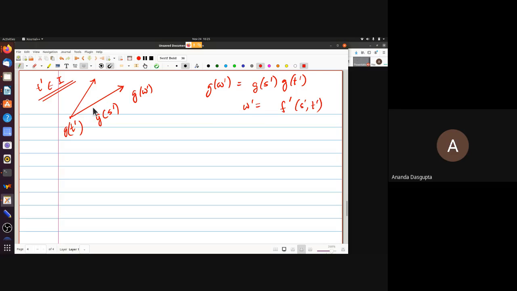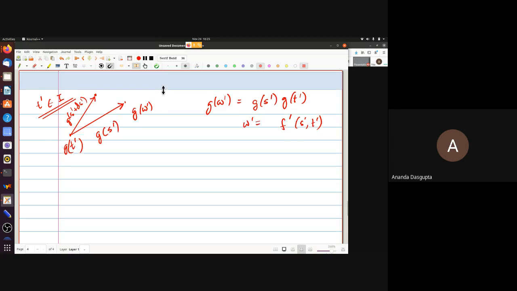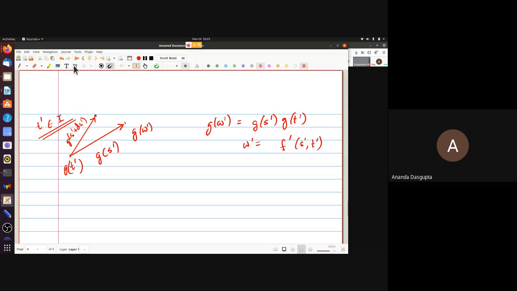Just look at changing S prime slightly. So you get g(S prime plus dS prime). Of course, this is infinitesimally close. I'm just drawing the points separate just to show you what's happening. Maybe I've started too close to the top of the page. Let me just pull it down a bit. Okay, so this point is g of W prime plus dW prime.